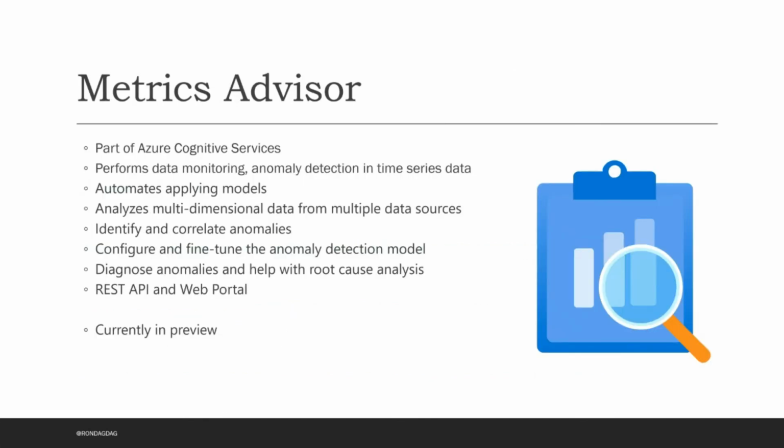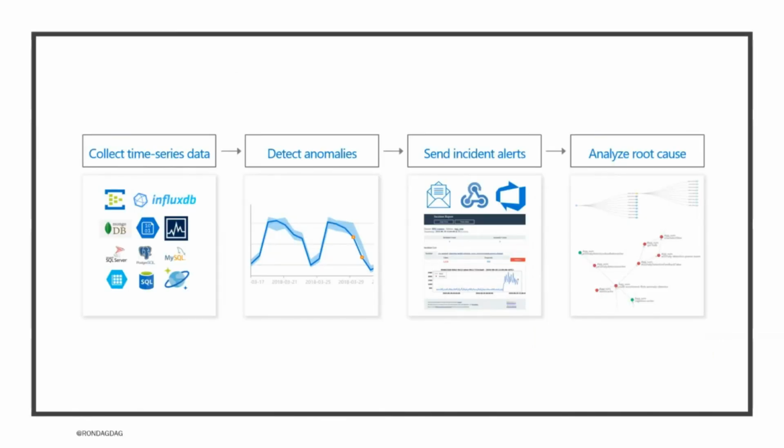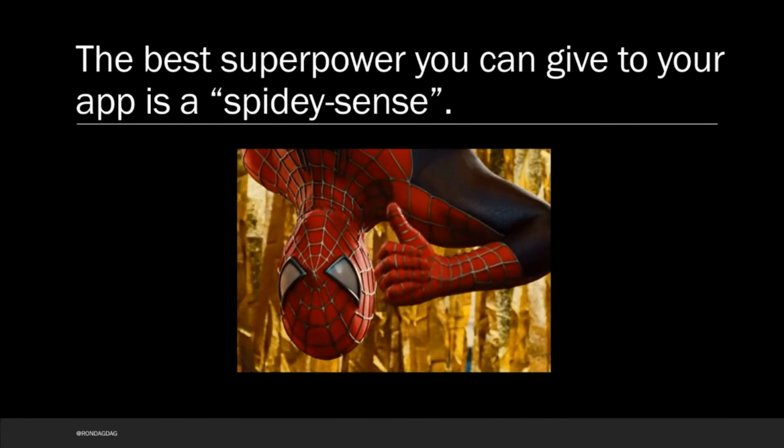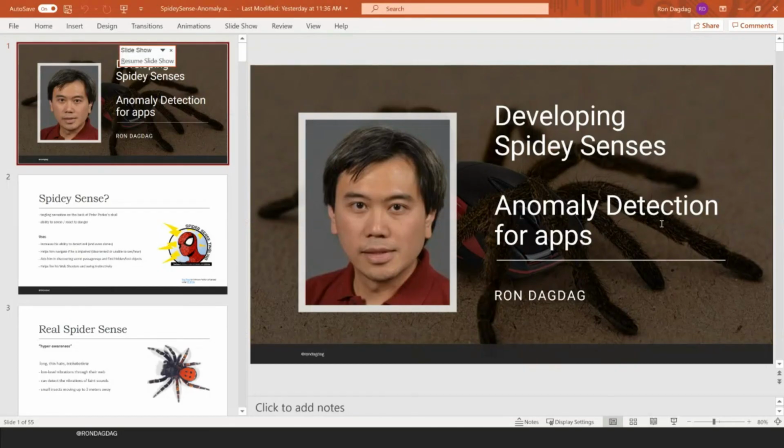There's also Metrics Advisor, which I recommend you all look into. Metrics Advisor is also part of Azure Cognitive Services. What it's trying to do is, it's a portal where you can collect time series data, visualize it, and detect anomalies from inside that portal. And then when there's something wrong with the anomaly, you can send incident alerts. If there's an alert, it points you to how to analyze the root cause of where that's coming from. So I would recommend you look into that. The best superpower that you can give to your application is a Spidey Sense, which is anomaly detection.